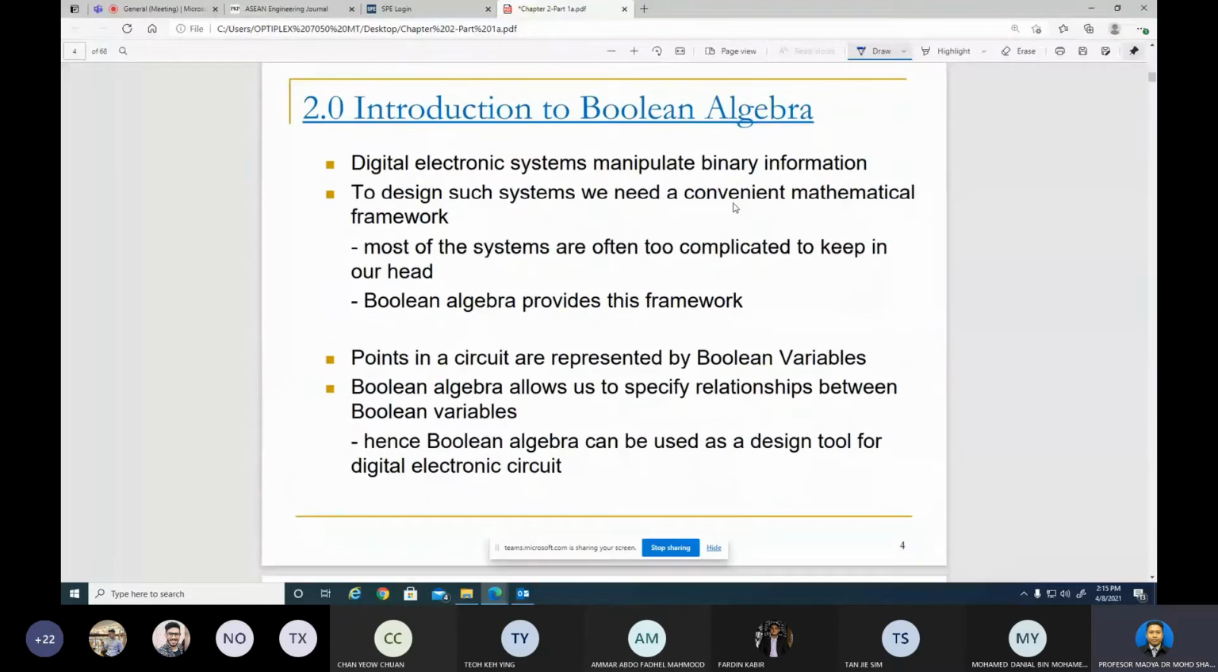Okay, so next we go for the introduction of Boolean Algebra that I mentioned to you. Digital electronic systems manipulate binary information. To design such systems, we need a convenient mathematical framework. So that's why we introduced Boolean Algebra to provide this framework, because most systems are too complicated to work out in our head. For example, we have a lot of digital combinations, maybe more than 10.